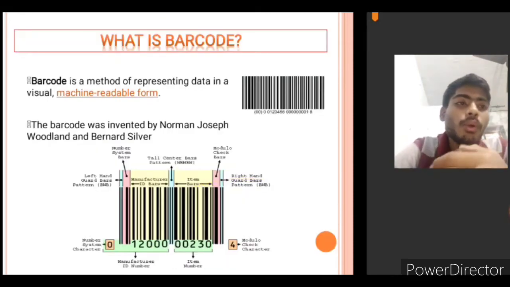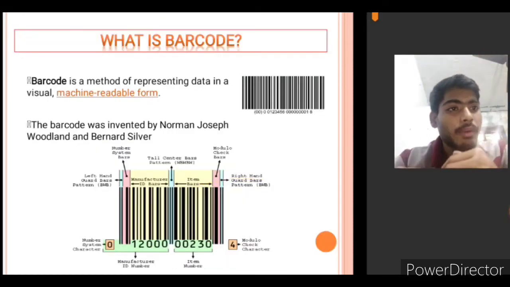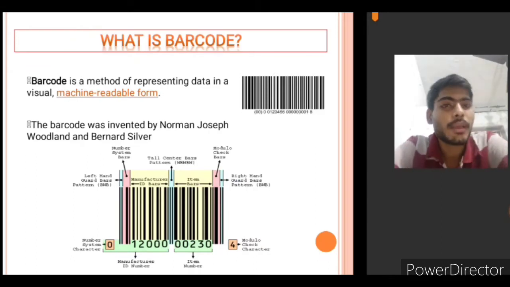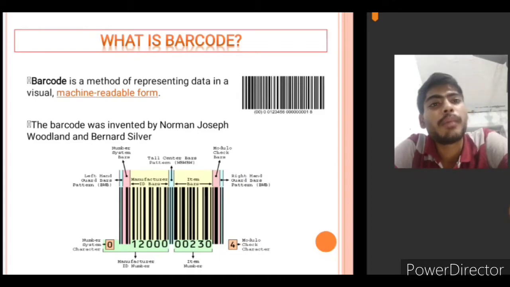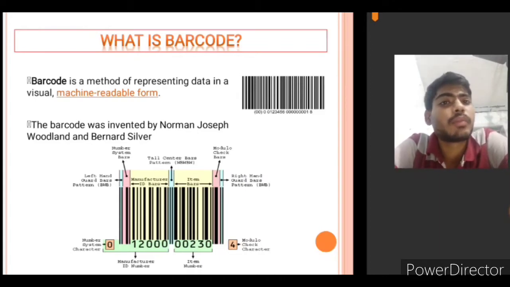First thing, you have to know what is a barcode. Before we discuss DNA barcoding, we have to know what a barcode is. The barcode is a method of representing data in visual and machine readable form. As you see on the screen, this is the barcode. Mainly the barcode was invented by Joseph Woodland and Bernard Silver. In a barcode there are about 12 digits. As you see on the screen, the first 6 digits are the manufacturer ID number, then the next 5 digits are the item number, and the last one is the modulo check character.